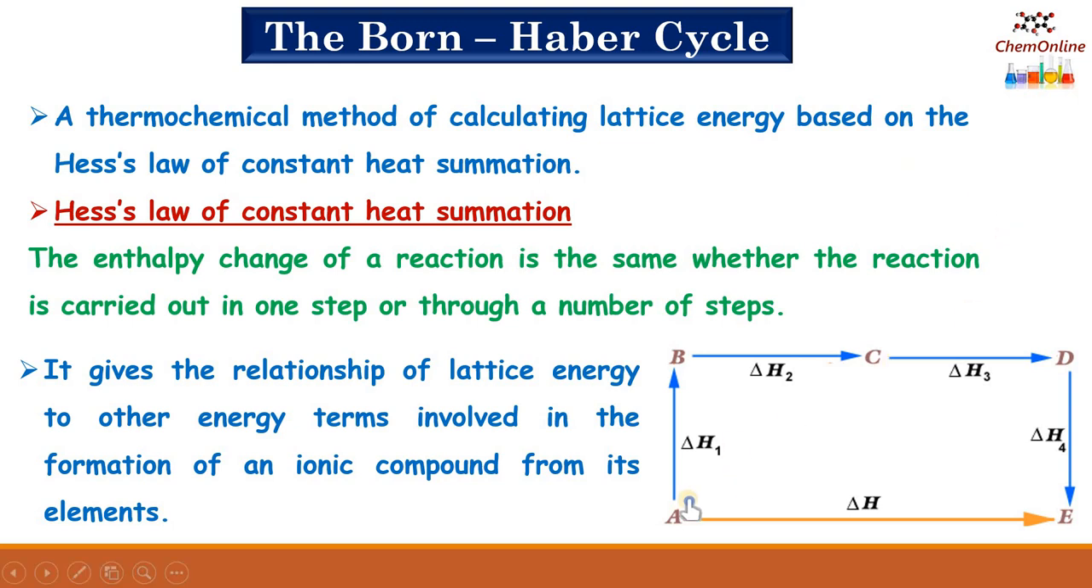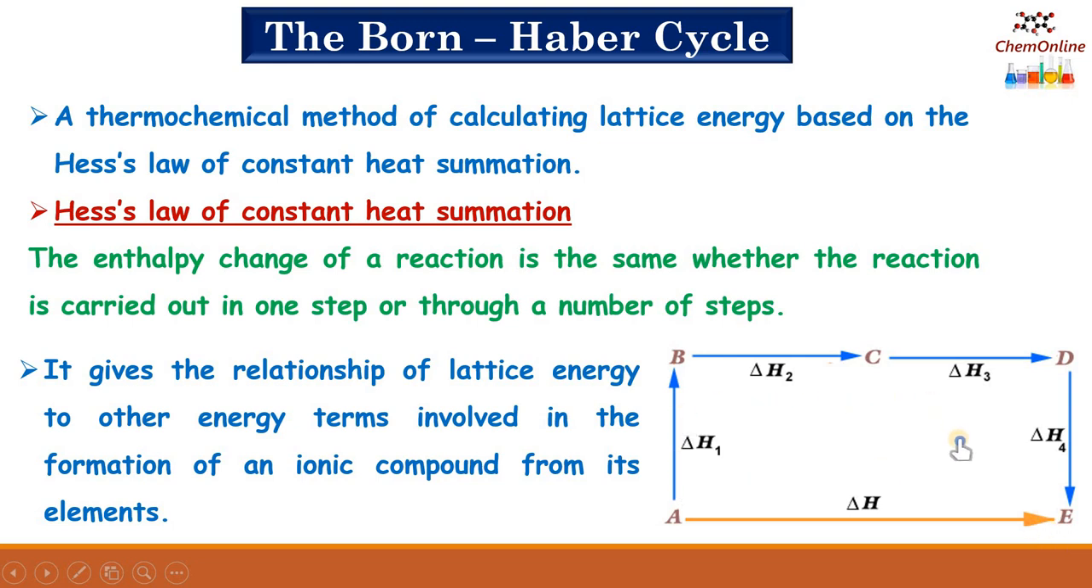For example, here initially the system is at state A. Now when the reaction is complete, it attains the state E. So either it can go directly from A to E, so the enthalpy change in the reaction is denoted as delta H, or it can reach the final state E through a number of intermediate steps, that is A to B, B to C, C to D, D to E, etc.